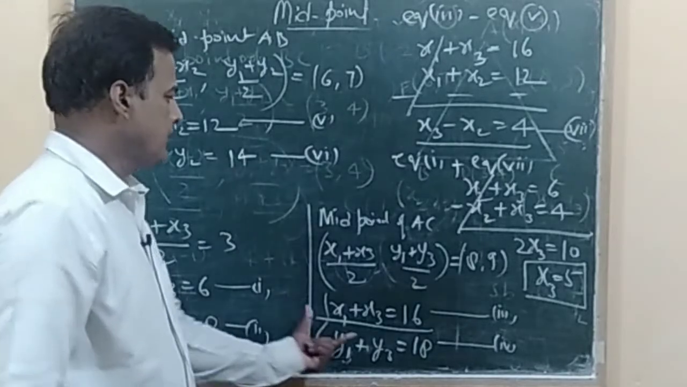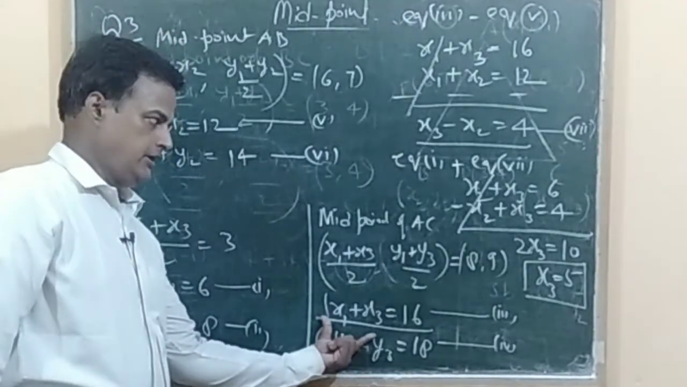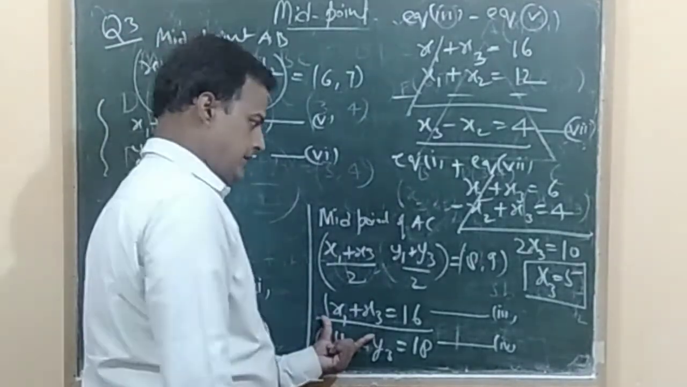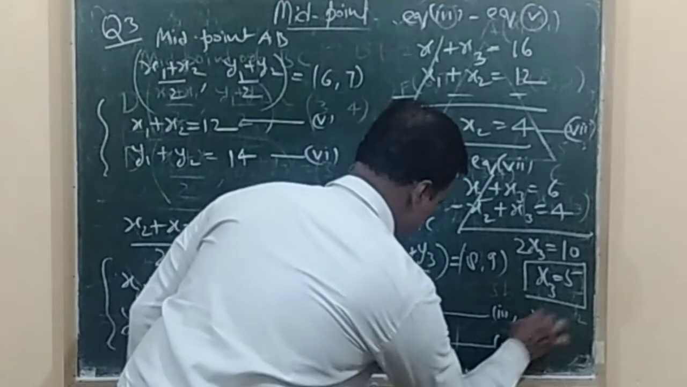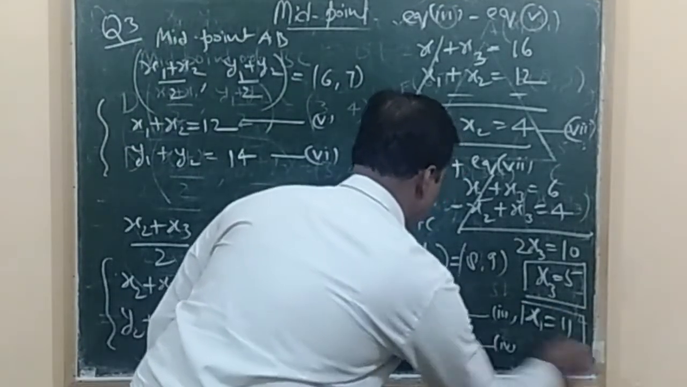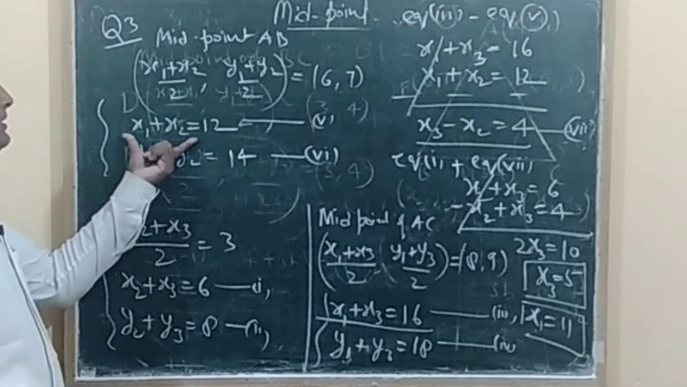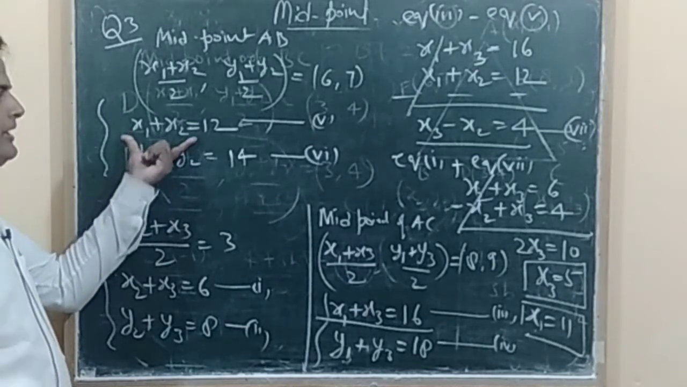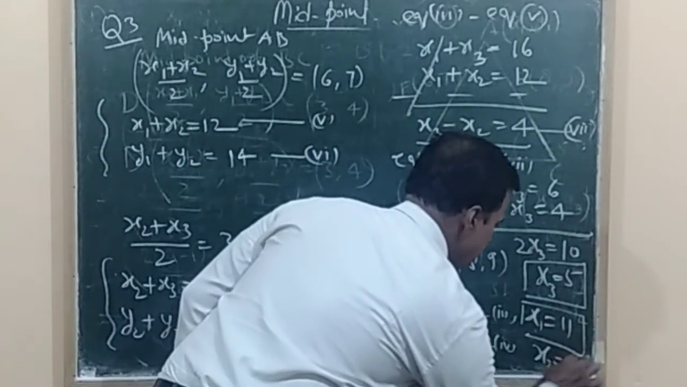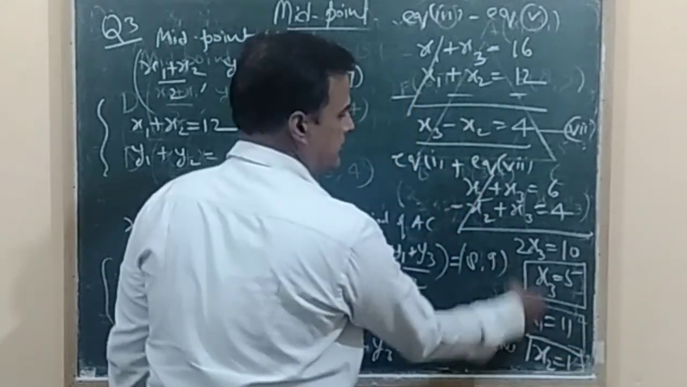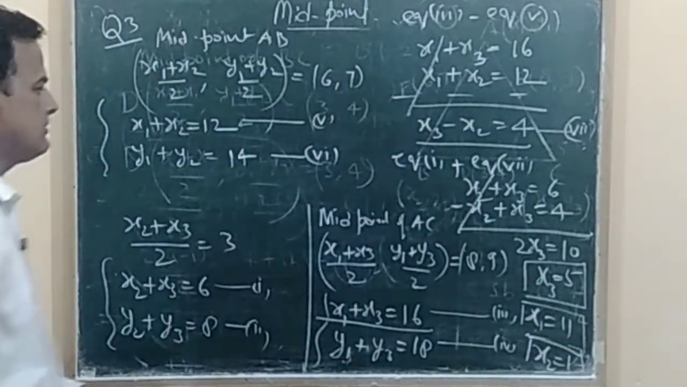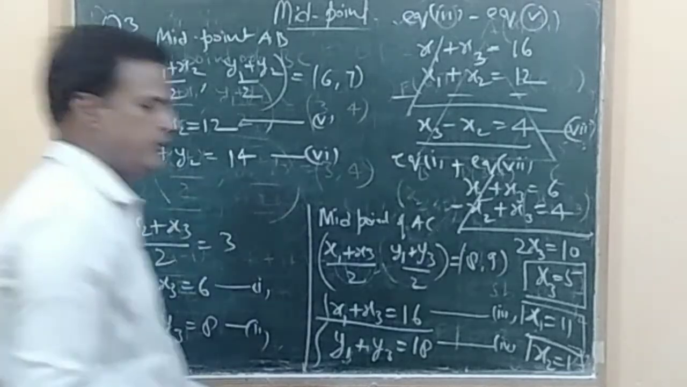x3 is 5. Now putting x3 here in equation 3 we get x1 is 11. And putting x1 in this equation we get x2 equals 1. So x1, x2, x3 are found. Similarly we can find y1, y2, y3.